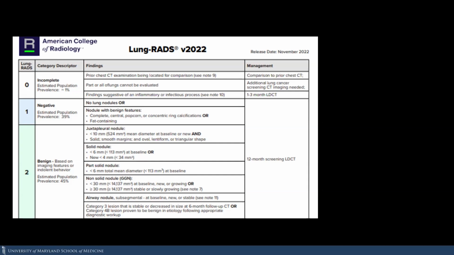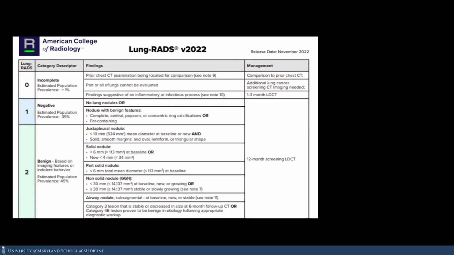Or you think this has findings related to inflammatory infectious disease and they need to come in for a follow-up. So that would be a Lung-RADS 0. Lung-RADS 1 is essentially no nodules, or they have nodules that are completely benign in features, like some of the ones that I started my presentation with, like fat containing or popcorn calcifications. Those are essentially negative scans of Lung-RADS 1.